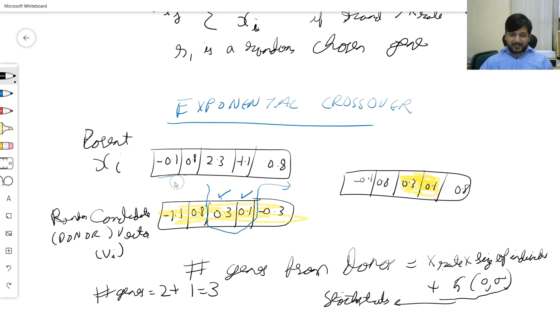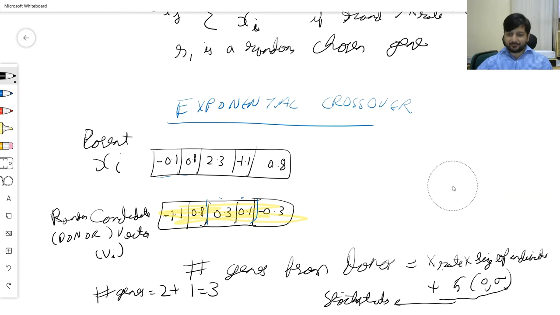So this was by random, which becomes three. So let's again take a random starting vector and let's transfer three genes using this modified scheme. So I take the first one randomly, let's say this one. Now I'll go 1, 2, and the problem is I've ended. Now I'll assume that this one is actually a circular array. So after I go from here, I get here. So these three genes are taken from the donor vector, the ones with the blue tick. And the non-blue tick are the ones that are taken from the parent. So again, it's a two-point crossover.